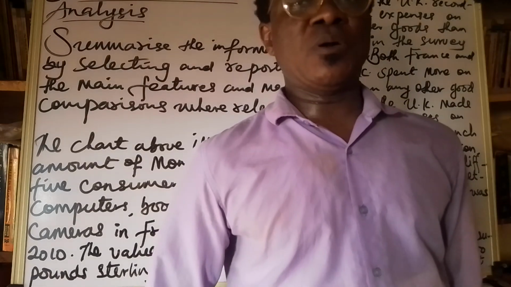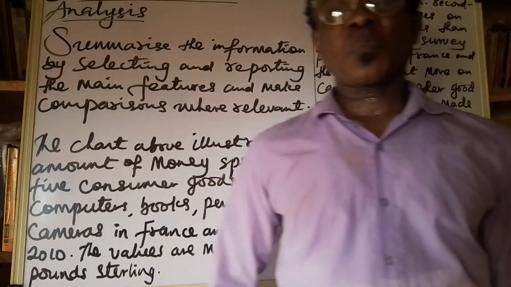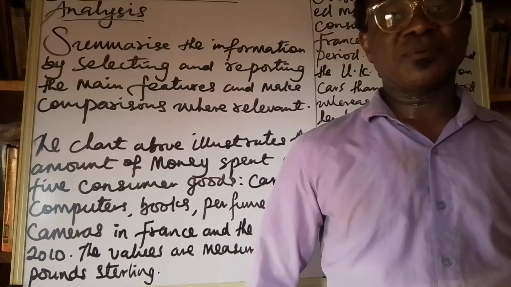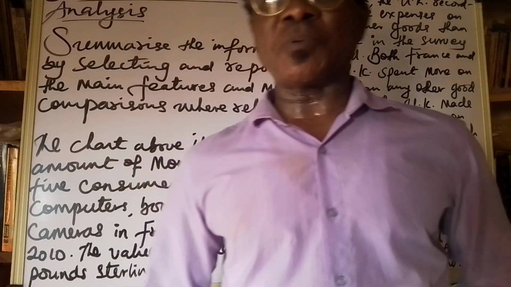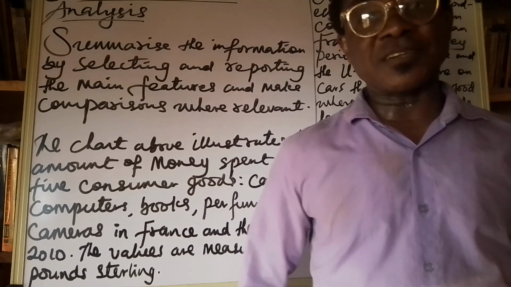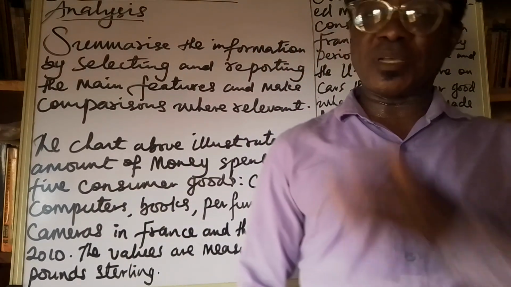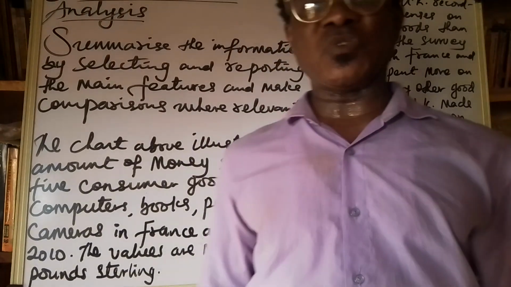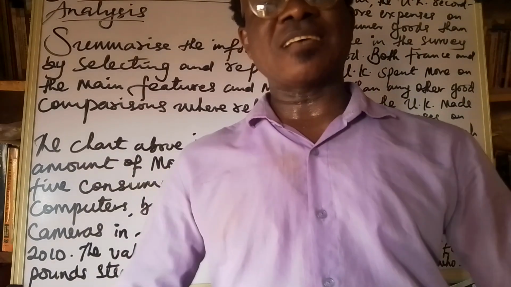In our last video, we tried to understand the meaning of an economic model, the meaning of a bar chart, the meaning of a component and multiple bar charts, and then we tried to understand how IELTS students and other learners interested in economic analysis can analyze the values or variables contained in an economic model such as a bar chart.